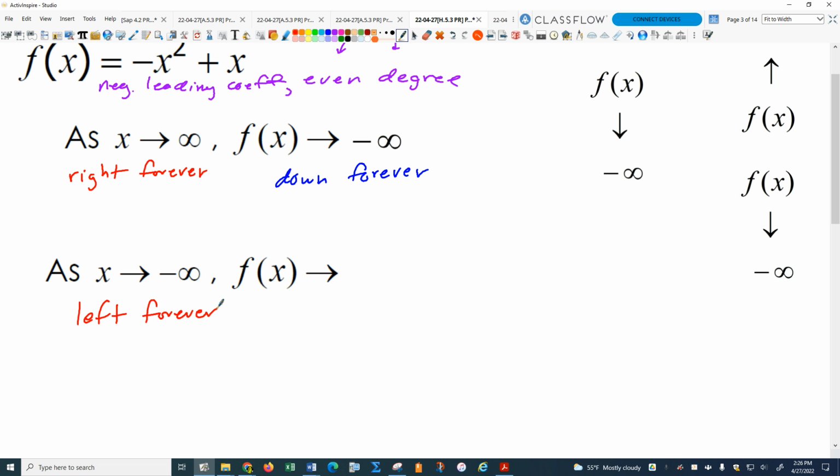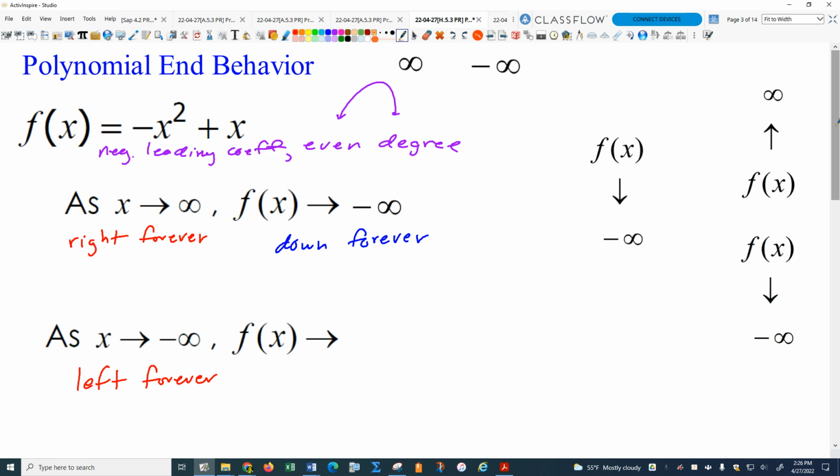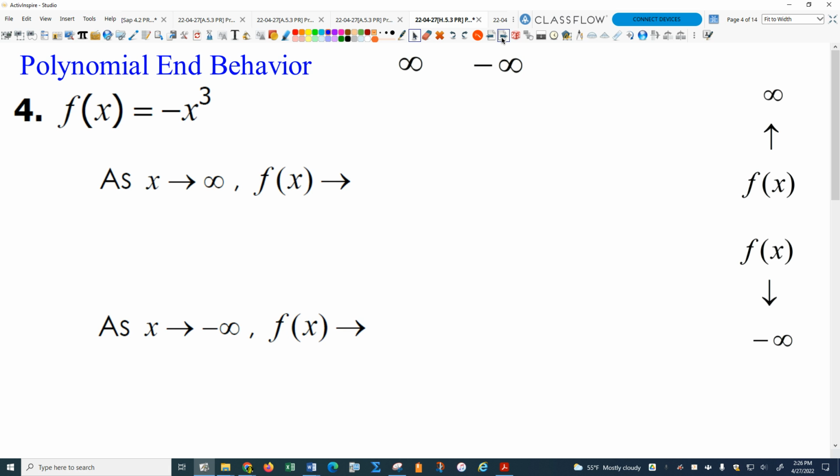F of x is doing, well, we already drew the picture. It's going down, right? So we know we're getting that kind of behavior. F of x is approaching negative infinity, which means down forever.